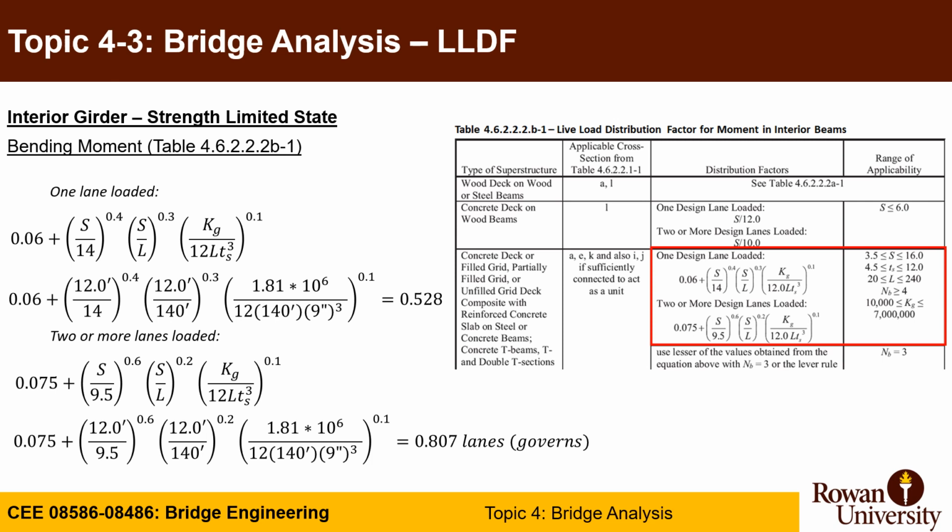Now, assuming that you already calculated the Kg value, which became 1.81 times 10 to the power 9, we need to check the range. First of all, we need to calculate the bending moment for interior girder. Okay, let's say we start with interior girder bending moment. We go to the table. This is section A, type A. We calculate it for one design lane and two or more design lanes. We get this equation out.